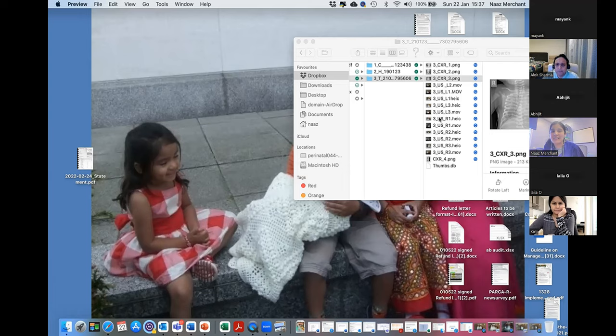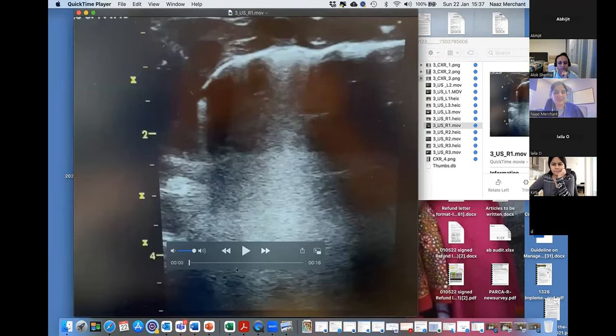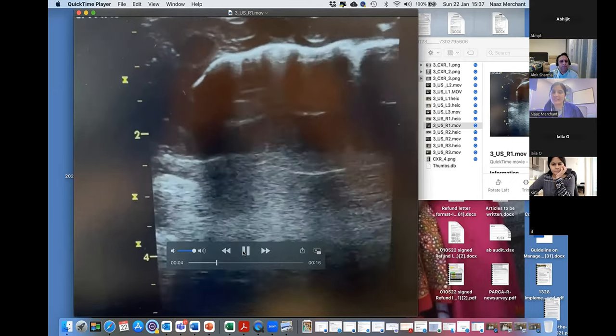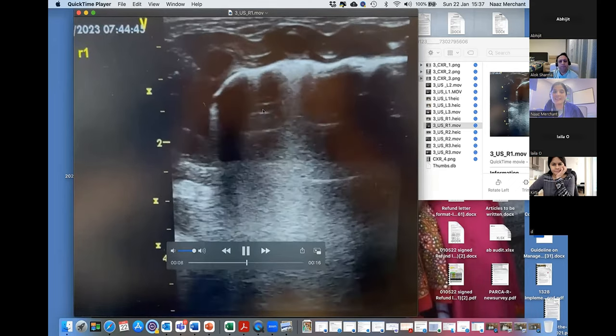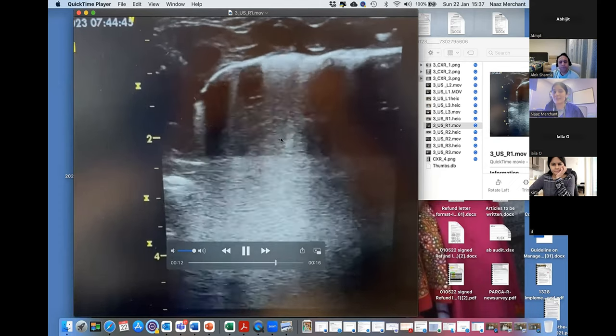I'll go through the ultrasounds, which are not great, but you can have a look. So this is the R1, and you can see the pleura sliding really well. There are some A lines seen over here, and there are lots of B lines visible.